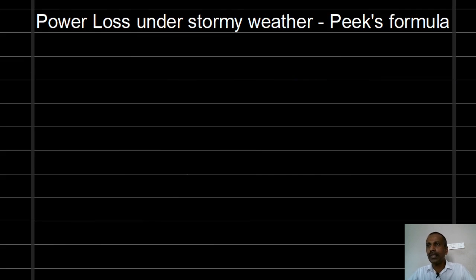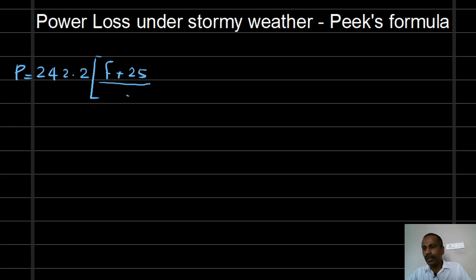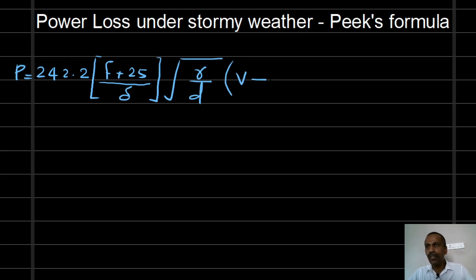We can find out the power loss under the foul weather condition, or under the stormy weather condition, using the formula P equals 242.2 into (f plus 25) divided by delta into square root of R divided by D into (V minus, there is a slight difference in the formula, it is 0.8 Vc), where Vc is the critical disruptive voltage at the normal working condition.